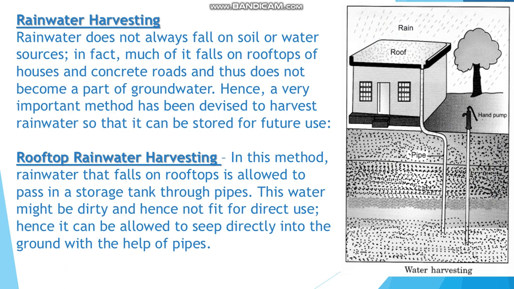In this method, the rainwater which falls on the rooftop is allowed to pass into a storage tank through pipes. This water may also be allowed to go directly into the ground with the help of pipes. So this is one of the methods of rooftop rainwater harvesting.